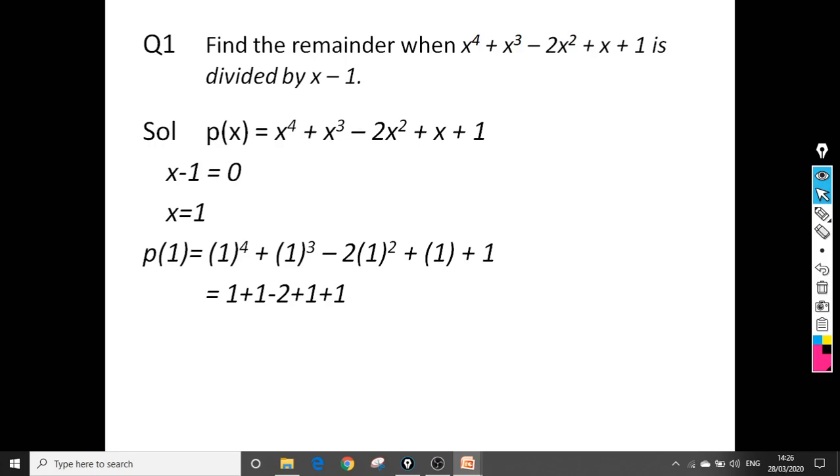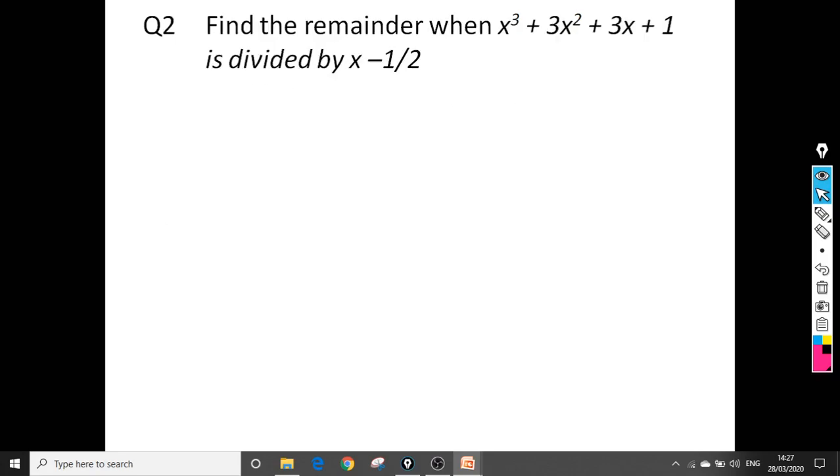By solving this expression, we get 2. So this 2 is the remainder. So the remainder is 2. The process of the remainder theorem is a very easy process. Again, one thing you have to keep in mind, the divisor should be linear. Let us discuss more problems.